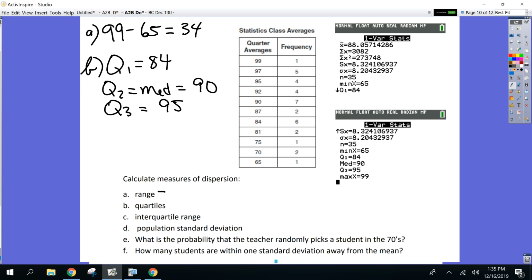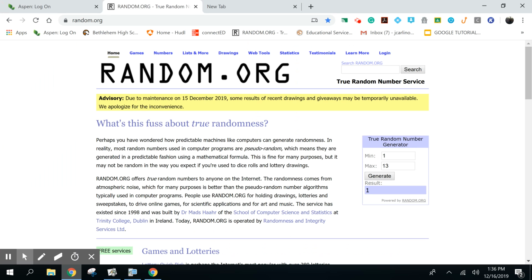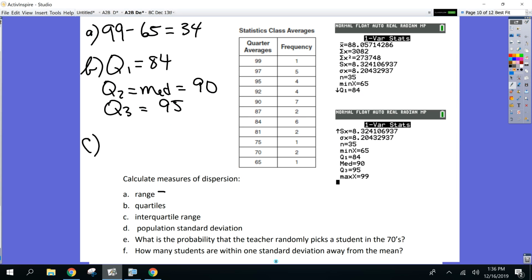All from the calculator. Letter C, what's the interquartile range? Got to know that formula because that won't be found on the calculator. IQR, interquartile range. How do you find interquartile range? Yes, it is. Q3 minus Q1. Okay. Pretty easy when you know the formula and how to use your calculator.